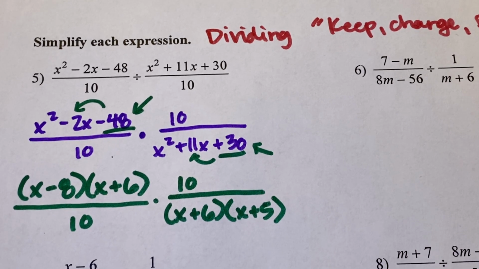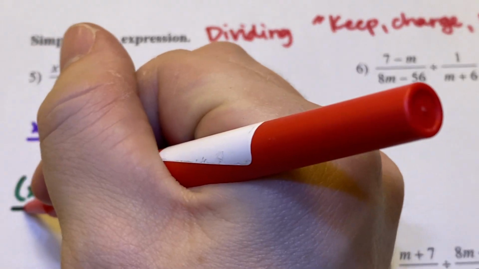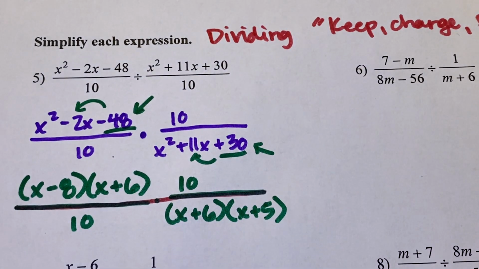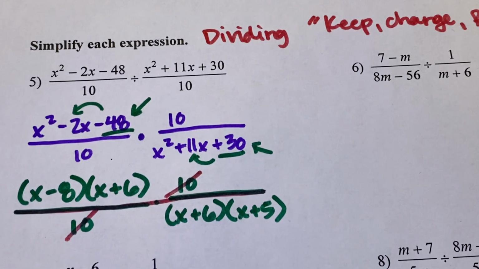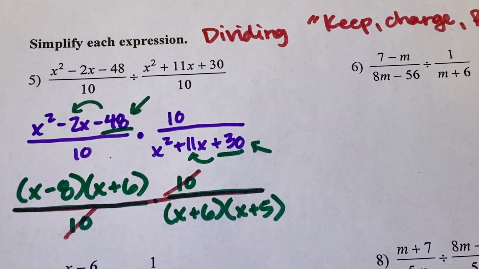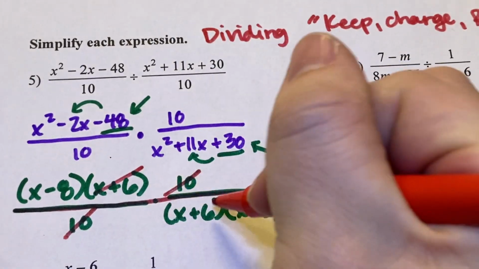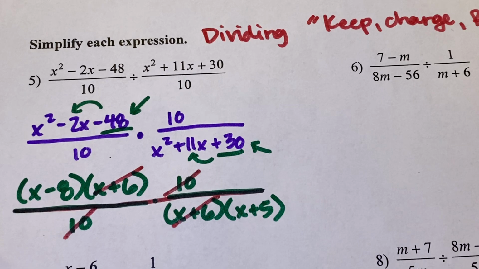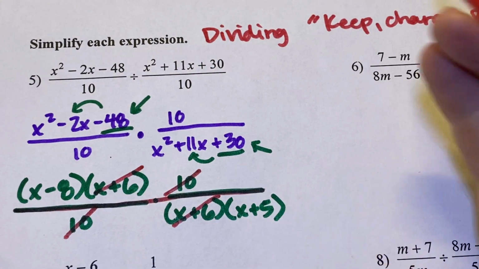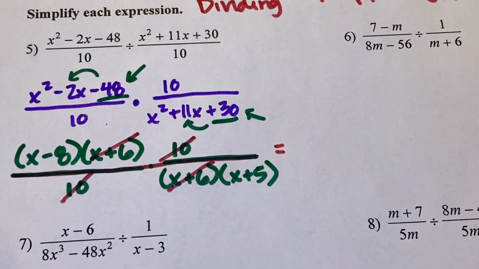And here's the great thing about multiplication. We can actually make this one big fraction. That's really what multiplication is. One big fraction. So now tell me, this is the fun part. What are the exact same things that you see on top and bottom that we can cancel? Tens? Yep. What else? Connor? The x plus 6 and the x plus 6. And that's it, right? Can't cancel x minus 8 with x plus 5. So that becomes our final simplified answer.